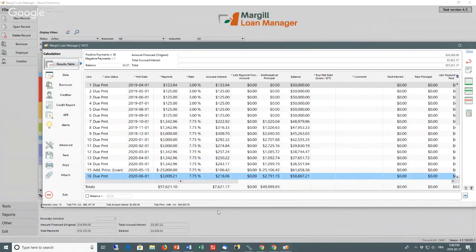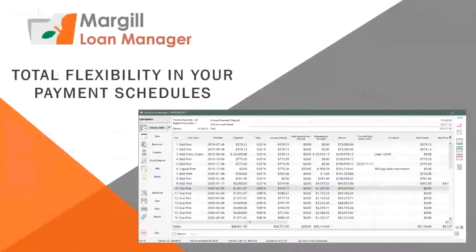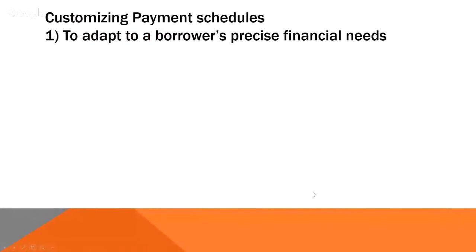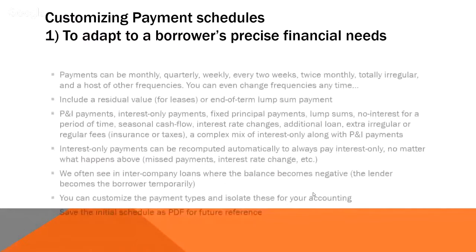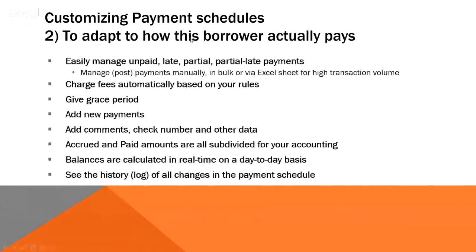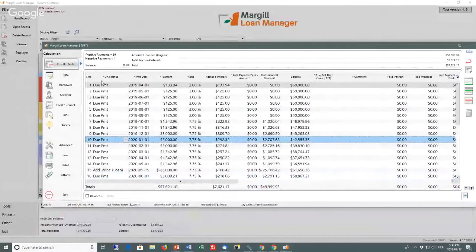So there's the first step. I've created my schedule according to contract. My second step will be, I've adapted it initially, and now I'll adapt it to how this borrower actually pays. So let's go back to Margill. Okay, notice they're all due payments.